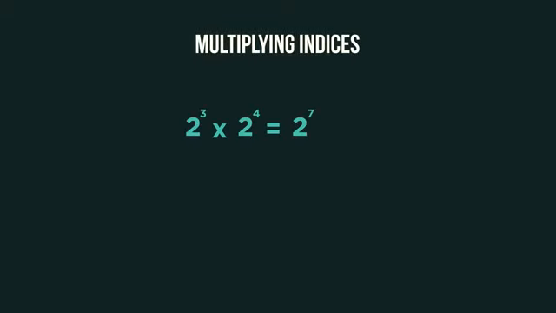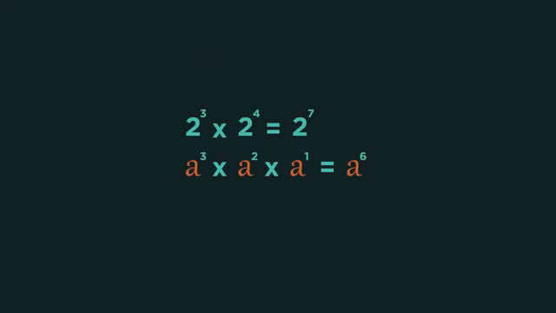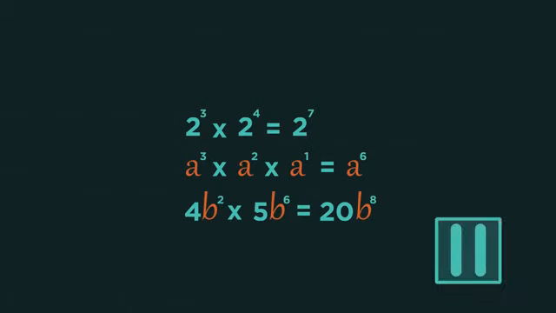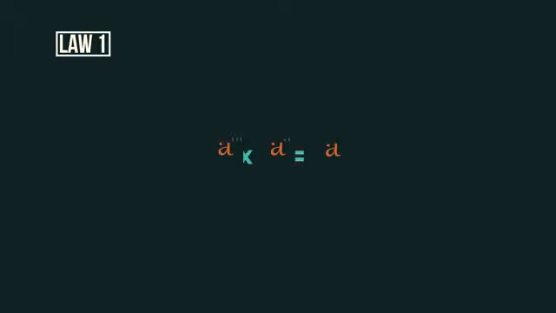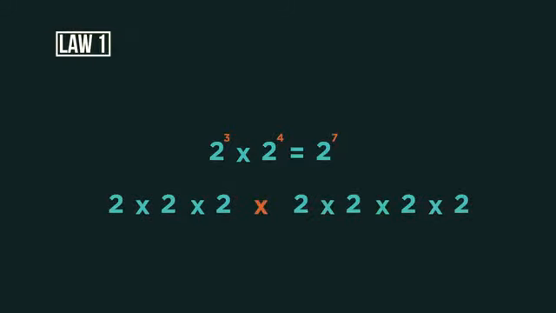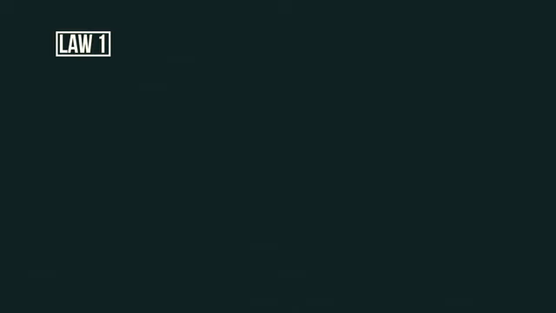Right, so multiplying indices. Look at how these are simplified. What do you notice? Hopefully you can see that when we multiply indices, we just add the powers together. So 3 plus 4 is 7, because really it is 2 3 times multiplied by 2 4 times, giving us 7 2's. And 3 plus 2 plus 1 is 6.